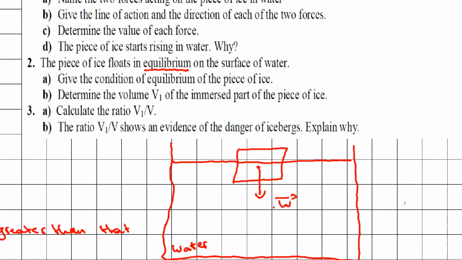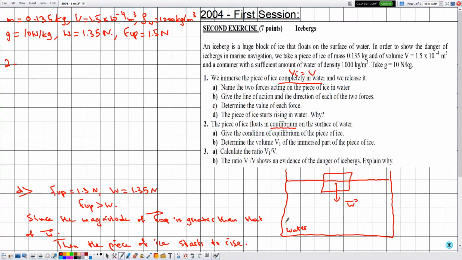So why did the value of the weight or the weight vector not change? Because simply the piece of ice didn't change. So the mass didn't change because the weight depends on m multiplied by g. So it's always acting vertically downward, and because m didn't change, the weight as a vector didn't change because the magnitude didn't change. Now what happened to F upthrust?